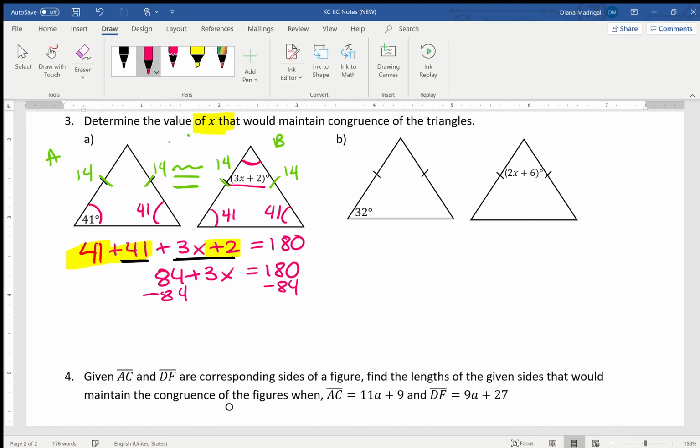Okay, so then 180 minus 84 is going to give me 96. To get x by itself, you need to divide by 3, so x is going to be 32. And that's it. We solve for x and we're done.